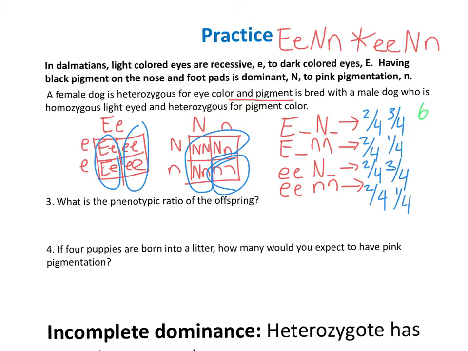2 times 3 is 6 out of 16. 2 times 1 is 2 out of 16. 2 times 3, 6 out of 16. 2 times 1, 2 out of 16. If you drew a giant Punnett square, you should get the exact same ratios.